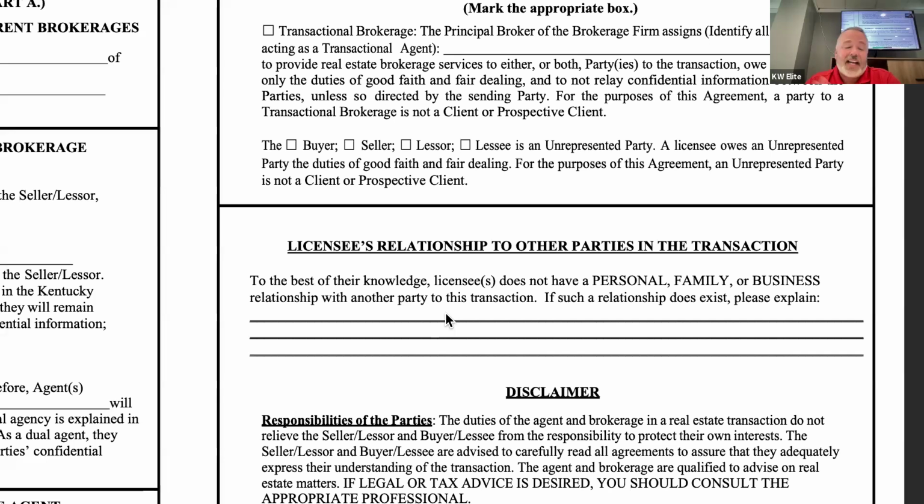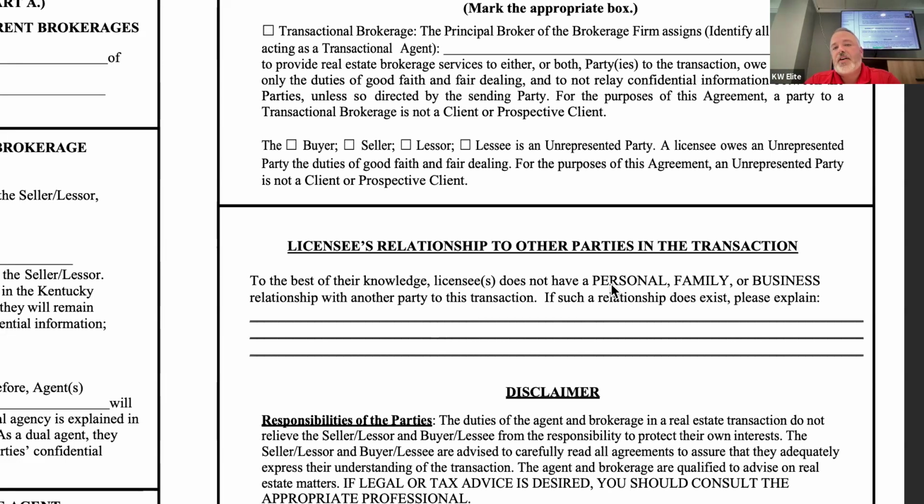If it's a past client, I got this question asked a lot, and I actually directly called the KREC a couple of years ago and asked this. If they're a past client, technically you already have a business relationship. Just to protect yourself, you should really put that the buyer is a repeat client of agent Matt Brown, something along those lines.